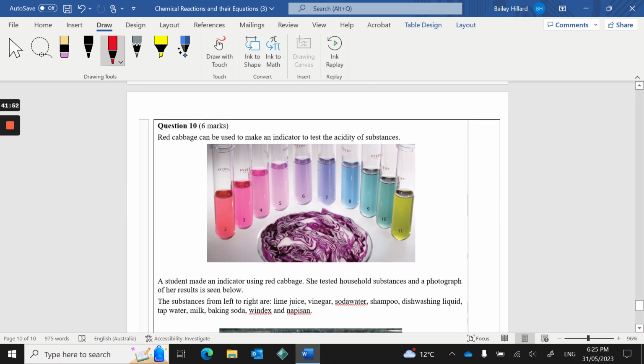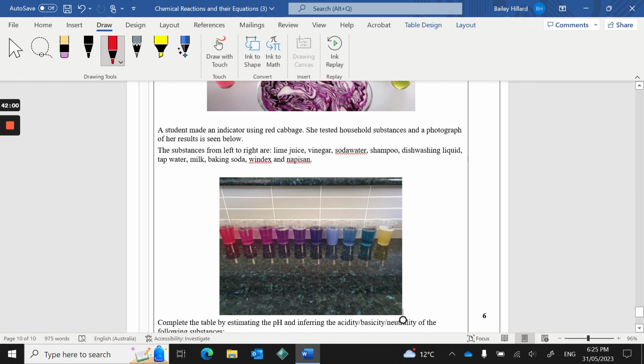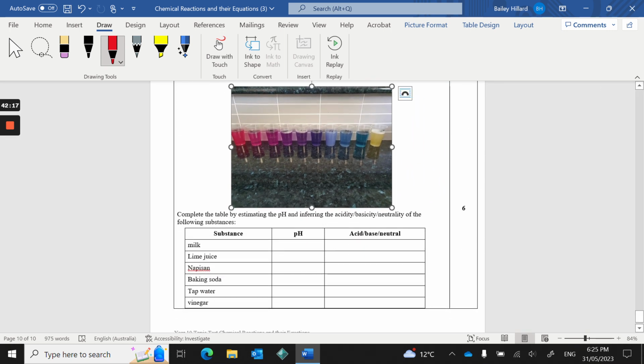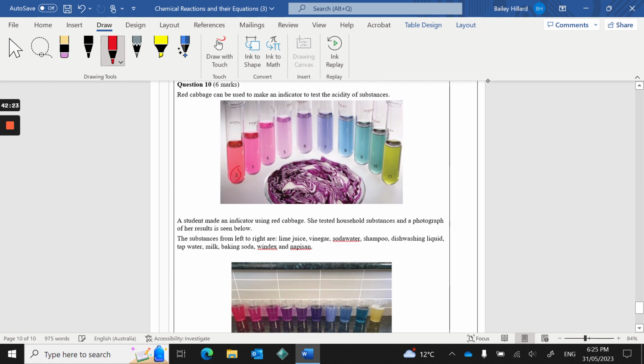Okay, last one. Red cabbage can be used to make an indicator to test the acidity of substances. A student did this for a variety of household things, vinegar, soda water, shampoo, dishwashing liquid, etc. And we got them in that indicator. Okay, so it's really hard to see, but you can see kind of lime, vinegar, soda, shampoo, dish soap, tap water, milk going down there. So it asks you to look at that and try and classify things based on what we say. And here, the question tells you, here's your 2s, 3s, 4s, 5s, 6s, correlating that to a color. And that's the pH scale right there, which we've learned about and should know of.